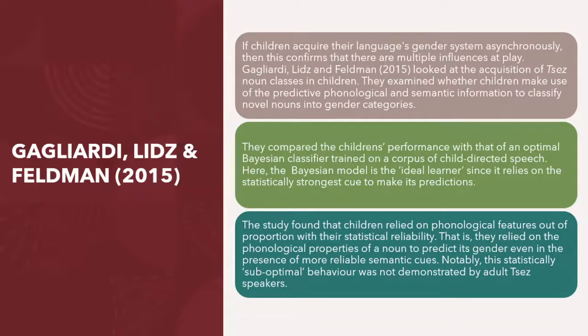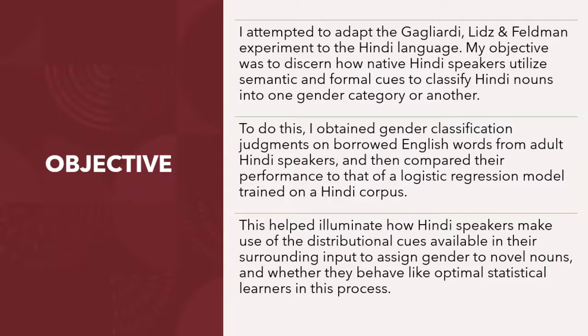For my thesis, I attempted to adapt the Gagliardi and Lidz experiment to the Hindi language. My objective was to discern how native Hindi speakers utilize semantic and formal cues to classify Hindi nouns into one gender category or another. To do this, I obtained gender classification judgments on borrowed English words from adult Hindi speakers and then compared their performance to that of a logistic regression model trained on a Hindi corpus. This helped illuminate how Hindi speakers make use of the distributional cues available in their surrounding input to assign gender to novel nouns, and whether they behave like optimal statistical learners in this process.